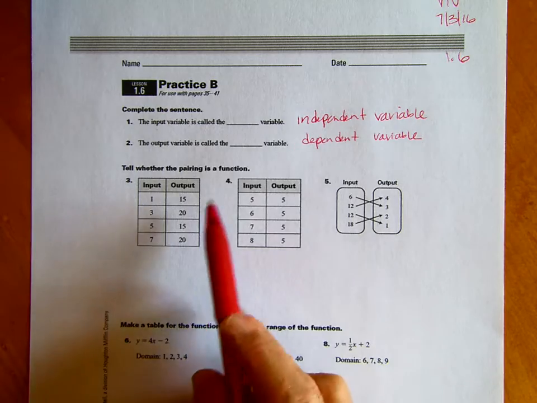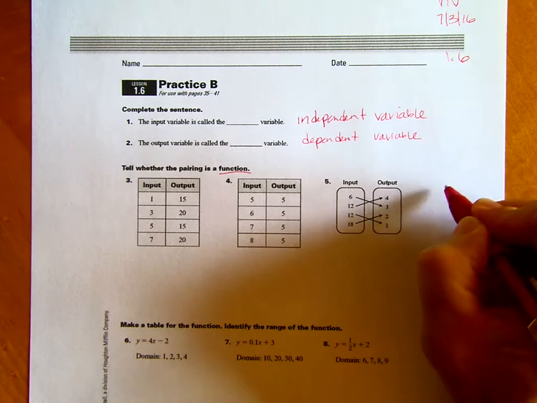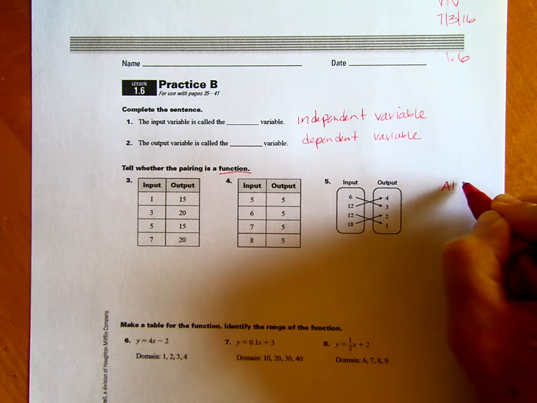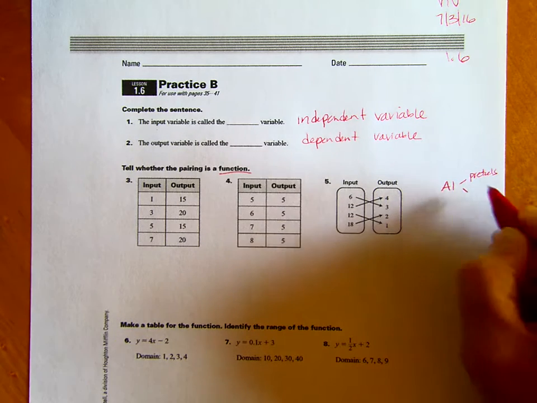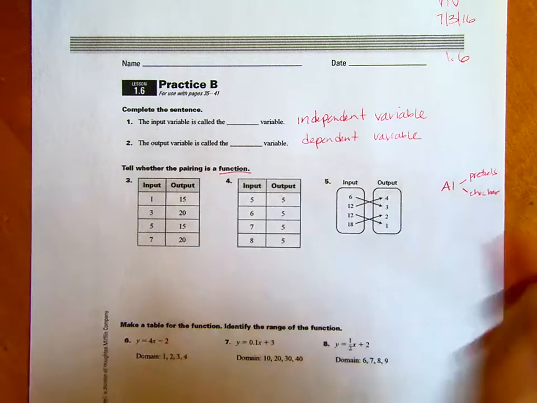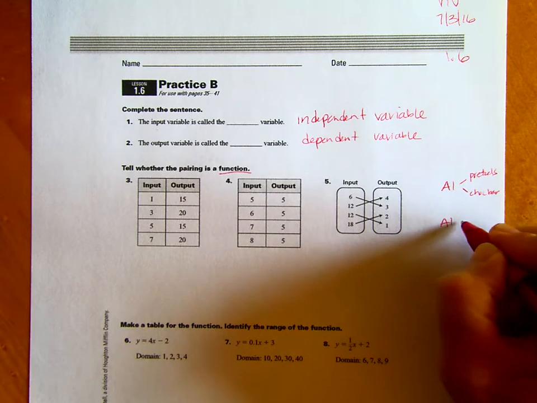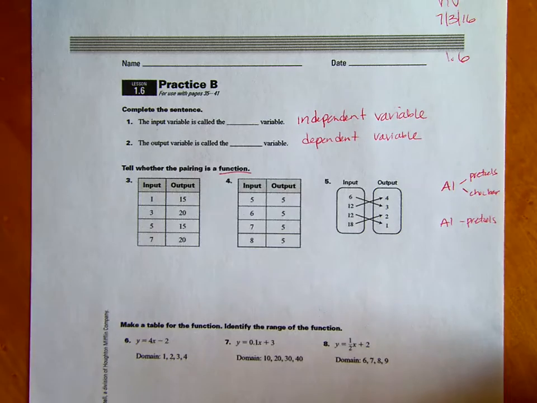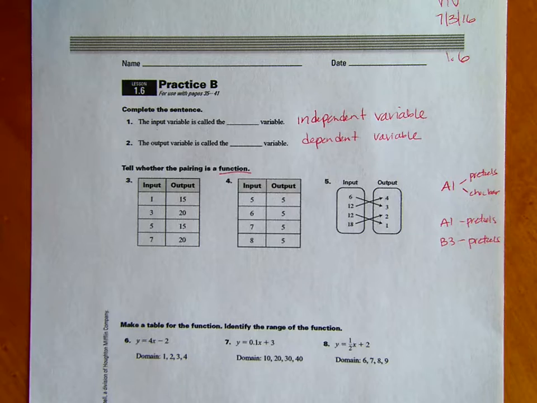Tell whether the pairing is a function. Now, this one often gets people. I like to think about a vending machine, right? If you press the button A1, and it is going to give you pretzels or a chocolate bar, and you don't know which, is that okay? No, that's not a function. If you press A1 and that gives you pretzels, or if you press B3 and that gives you pretzels, is that okay? Yeah, as long as you know what's coming out when you put something in.